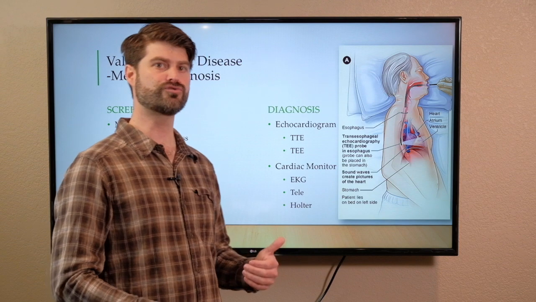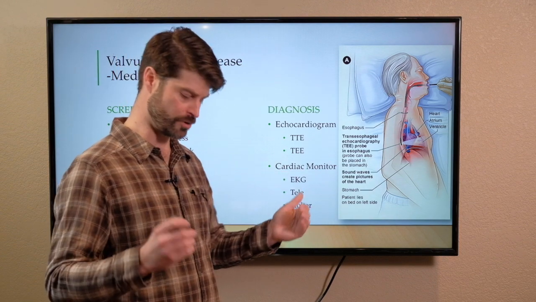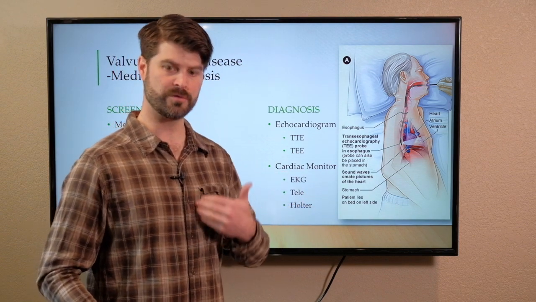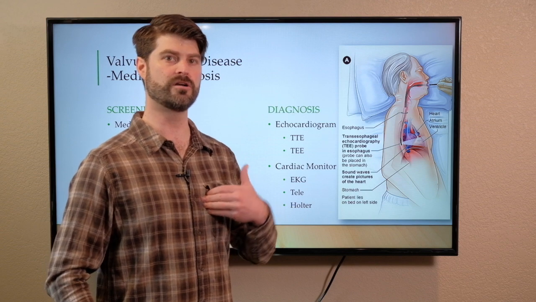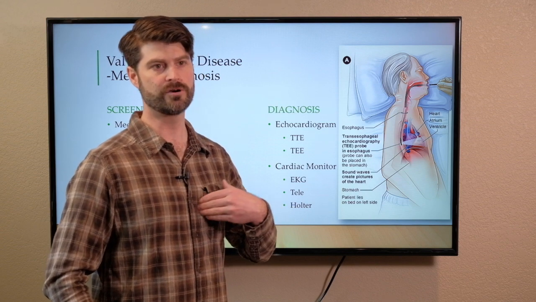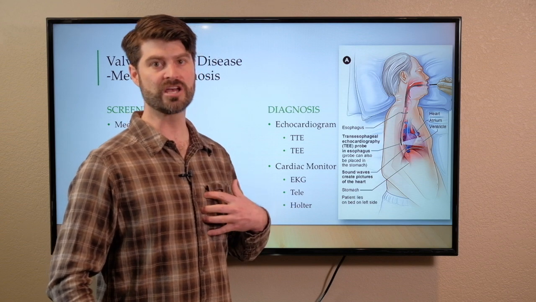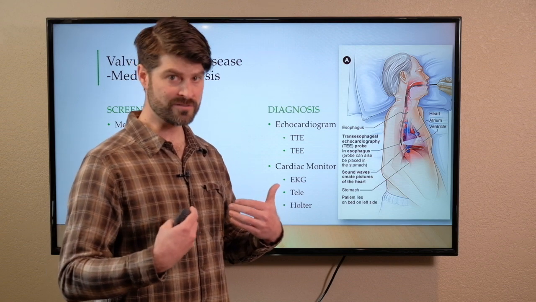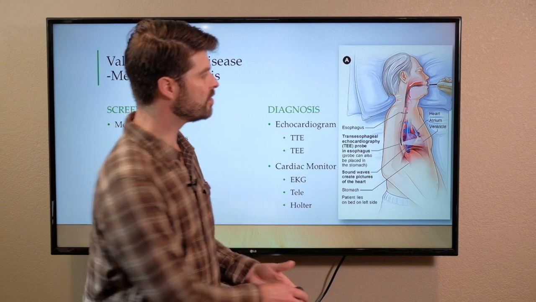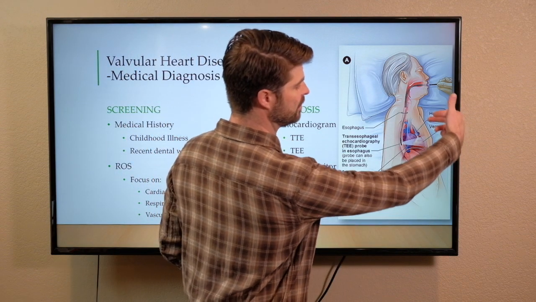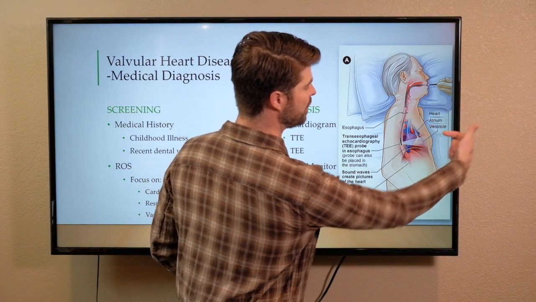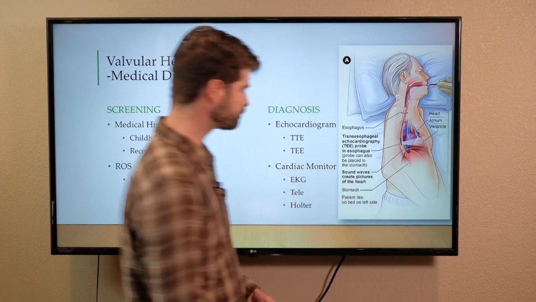echo. So transthoracic, across the thorax. This is where the ultrasound probe is placed on the chest, not on the sternum, because you can't see well through bone. But they're going to do it from outside the chest wall. So it's a non-invasive procedure to look at the heart. Your ultrasound machine would be out here, outside the body, looking in this way.